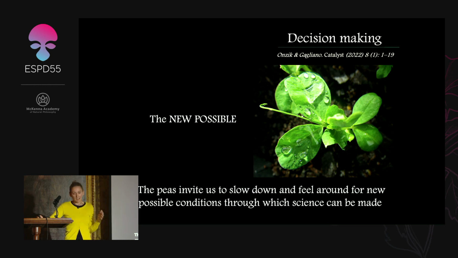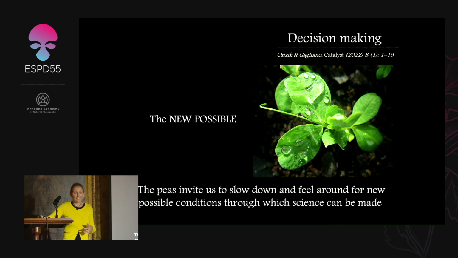And so they were inviting us, myself and Christy in that case, to slow down. Because I was freaking out. I was like, oh, I can't do this. It's like, slow down. And feel around. Again, the body entering the picture. Feel around for new possible conditions. If this room is not allowing me to understand what decision is being made there, then let's change the room. Let's change the space. Let's reconfigure the relationship between bodies and space and apparatuses, like the material that we use.